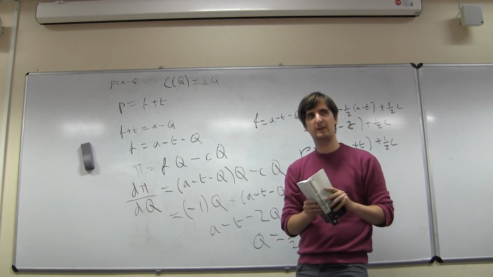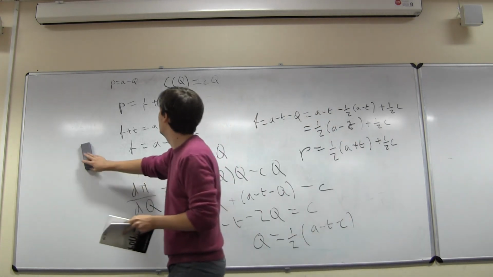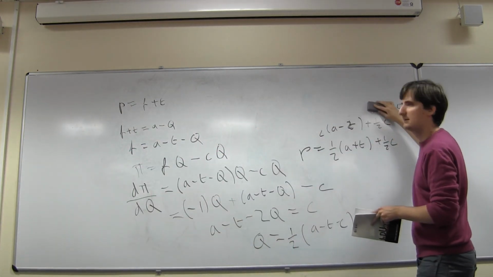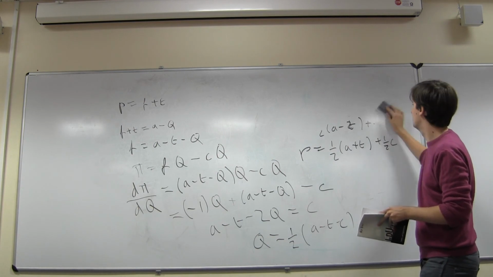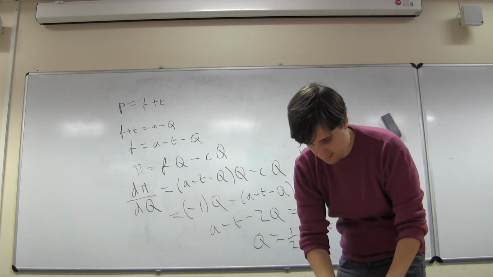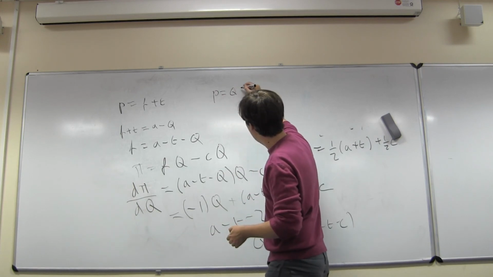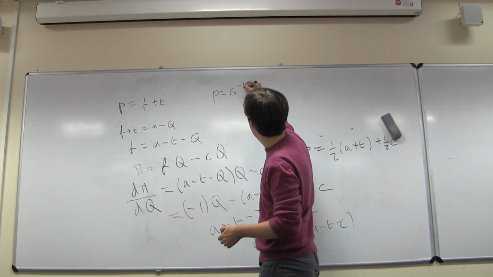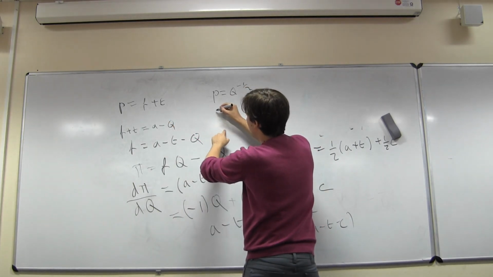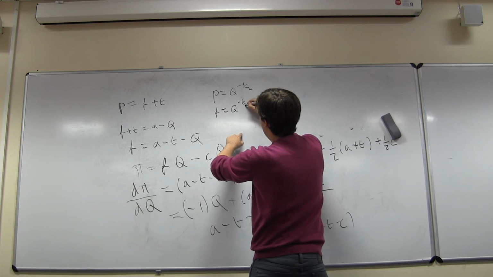If you had an isoelastic demand curve, what would happen? Suppose you had this, P is Q to the minus a half. P is F plus T. So the demand curve faced by the firm is now of the form F equals Q to the minus a half minus T.